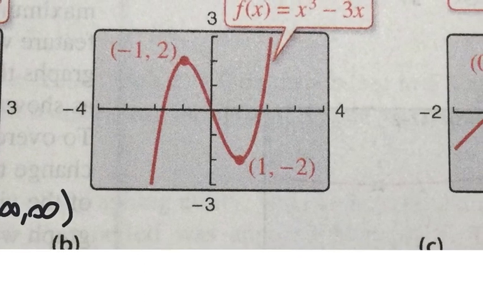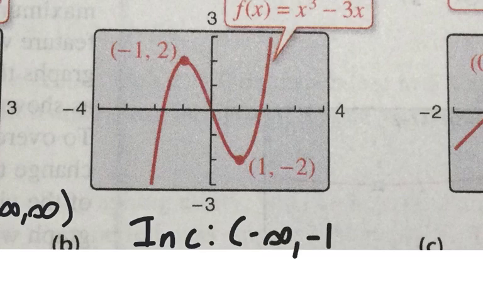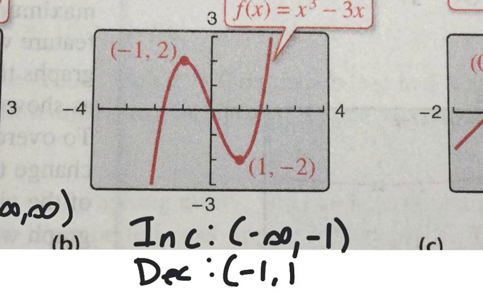When I look at part B, again, I have to go from forever. So when I approach this graph, what's it doing to start with? It's increasing. When does it stop increasing? At negative 1. So we would say the graph is increasing from negative infinity until negative 1. Then what does the graph start doing at negative 1? It starts decreasing. When does it stop decreasing? At 1. So we would say the graph is decreasing from negative 1 till 1.